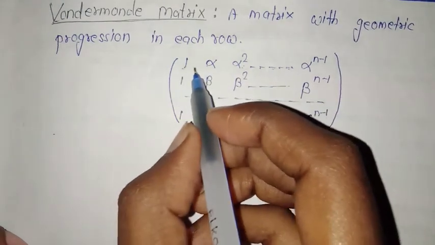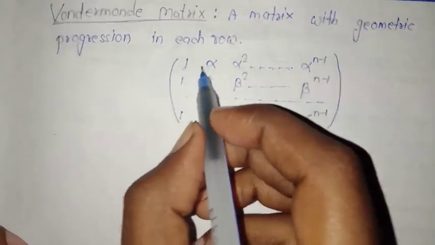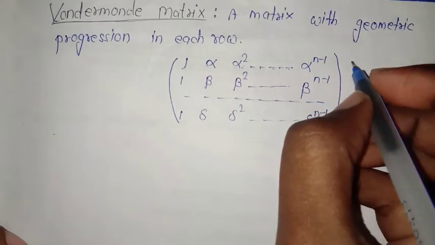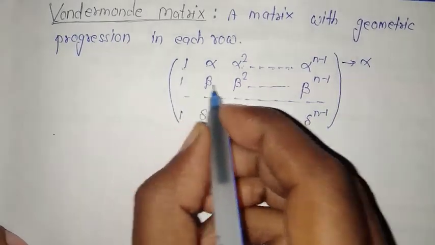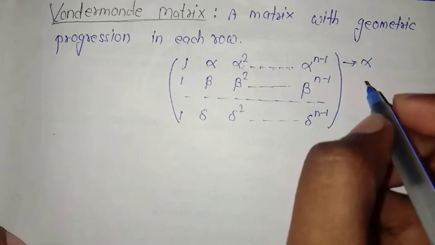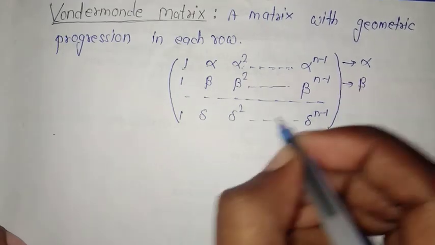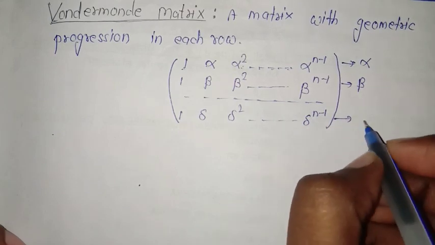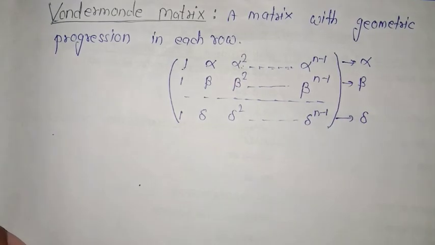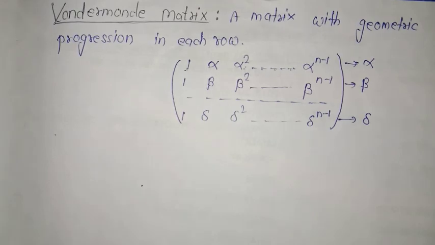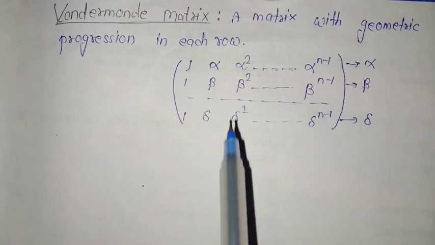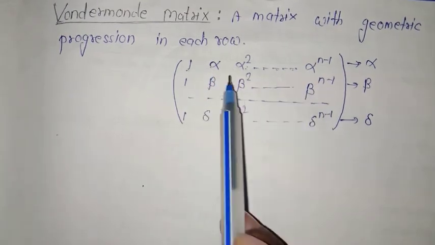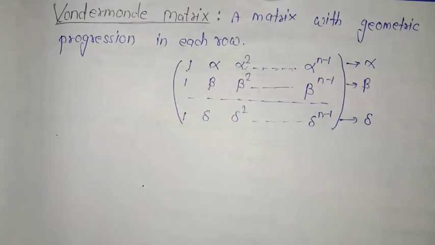If you see the rows of this matrix, the first row is in GP series with the common ratio alpha. If you see our second row, this is also in GP with the common ratio beta. And if you see the last row, it is also in geometric progression with the common ratio delta. So this kind of matrix is known as Vandermonde matrix. In order to understand that a matrix is Vandermonde, you just have to check the rows. If the rows are in GP series, you will say that this matrix is a Vandermonde matrix.